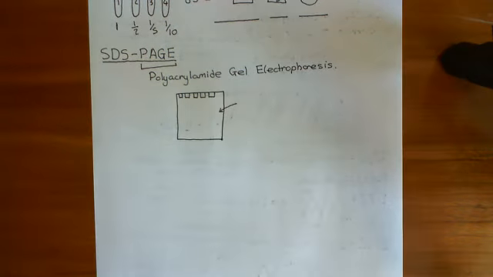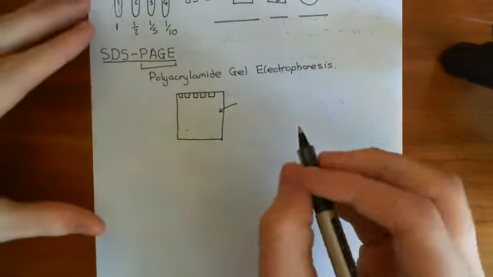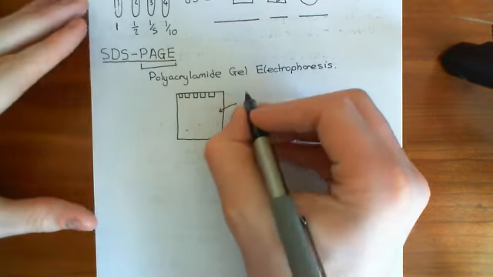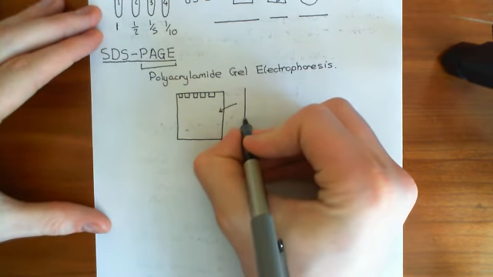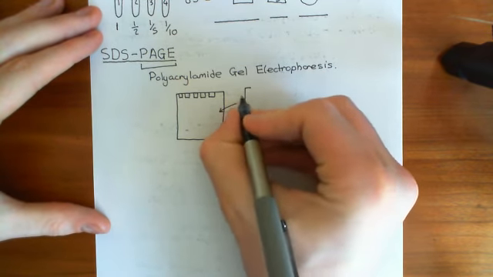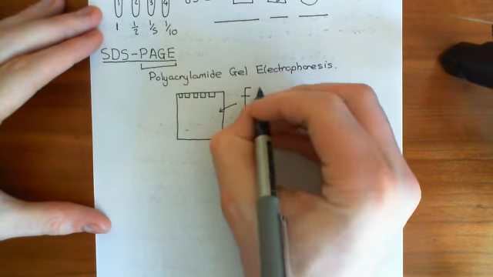So let me show you the structure of polyacrylamide. It's not a complicated structure. It's a massive great polymer. The gel consists of these massive great polymers. So let me show you.